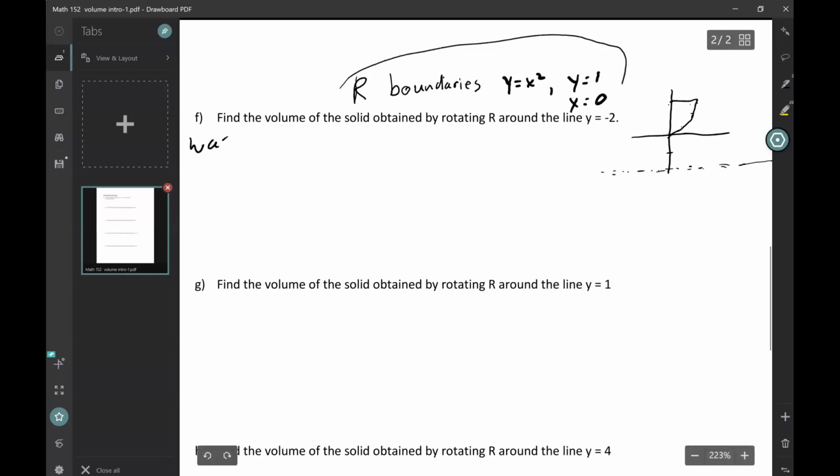In this case, though, I'm going to use the washer method because we'll show you how that's done. But I'm also going to use the shell method for this one to compare the two. So the washer method.